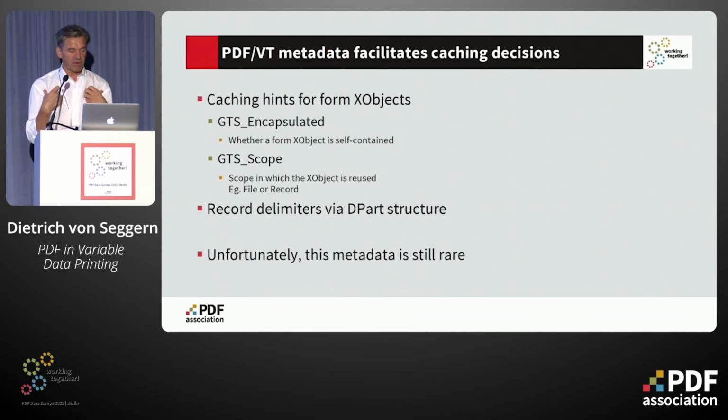Me, the Form XObject X1, is reused in every record in my PDF file. So in our example, in every brochure that is being sent out. So that would be the ideal world. And there's even more metadata. You can have a DPart structure where the PDF file would inform you where there are delimiters between records. So then it would say here the next record starts. That would also make it easier for the DFE to find out what can be put into the cache.